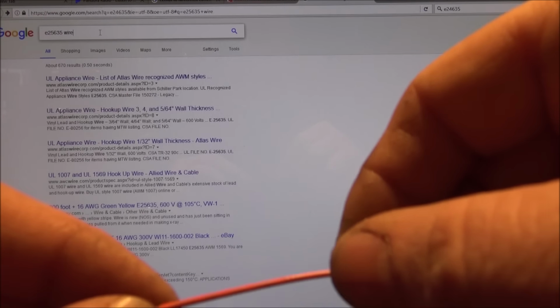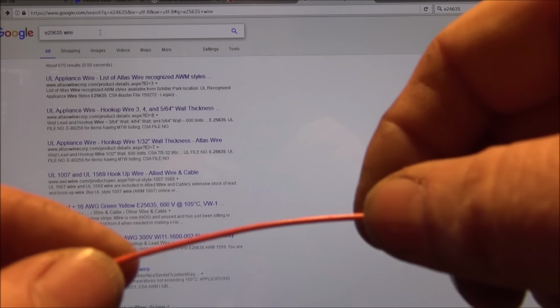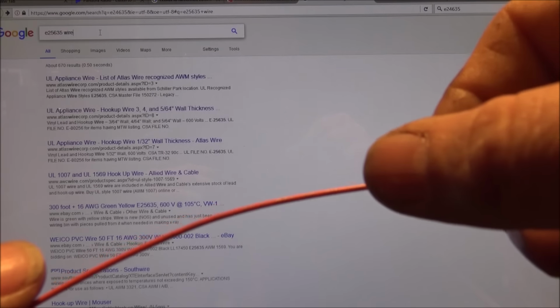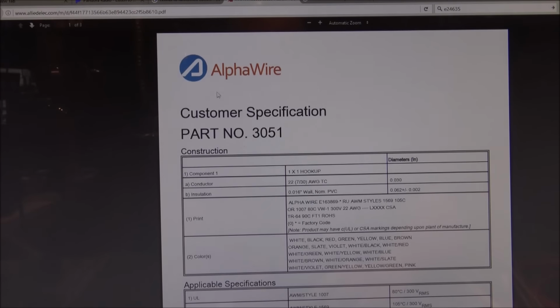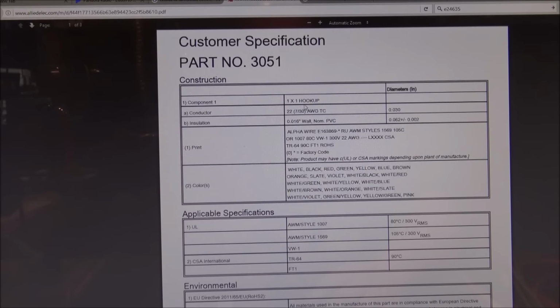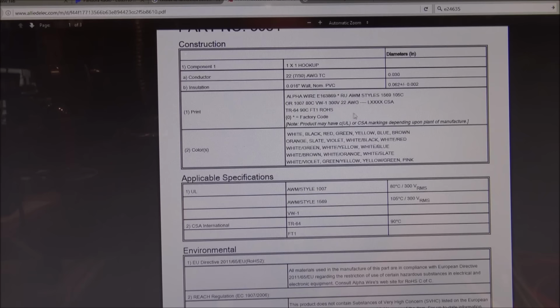Now it's got one UL rating of 80C and another UL rating of 105. The wire is printed and stamped 80C, which stands for 80 Celsius. So when we Google E25635 wire, AL appliance, 534 wall thickness, and get down here, we'll find that it is made by a company called Alpha Wire. This is their data sheet. It's a one-to-one hookup appliance wire, 22 gauge, with all its wall thicknesses and all the different colors it comes in.